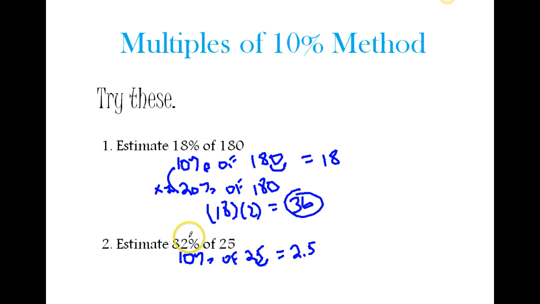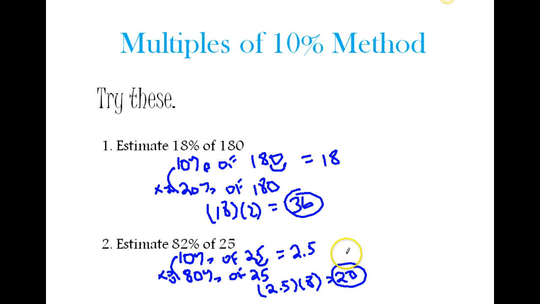Remember, I want 82%, so I need a multiple of 10 close to 82. And that's going to be 80%. So I'm actually finding 80% of 25. 10 times 8 gives me my 80%. So I'm going to take that 2.5, multiply that by 8, and that gives me 20. My estimate is 20. So that's estimating using multiples of 10%.